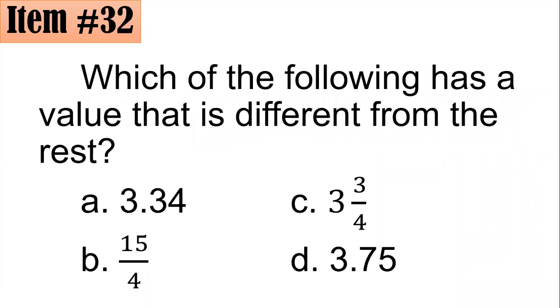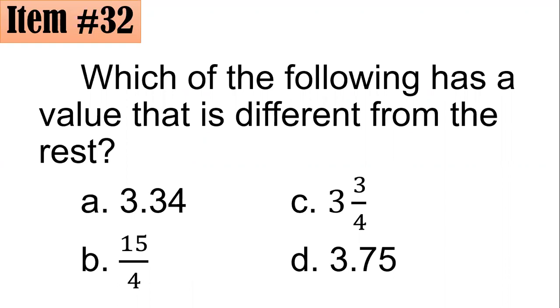32. Which of the following has a value that is different from the rest? Is it 3.34, 15 over 4, 3 3/4, or 3.75? According to everyone who commented, there are 7 of you, 8 who commented, you believe that the correct answer here is A. And is A correct?